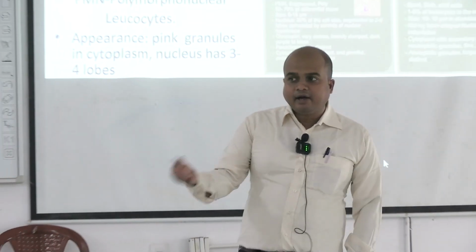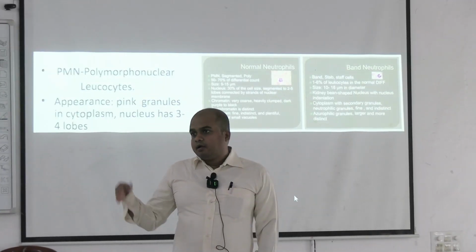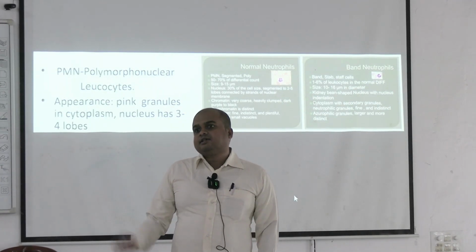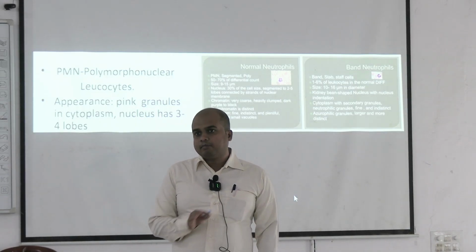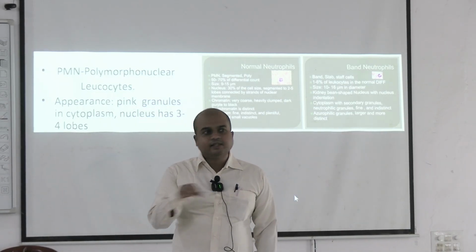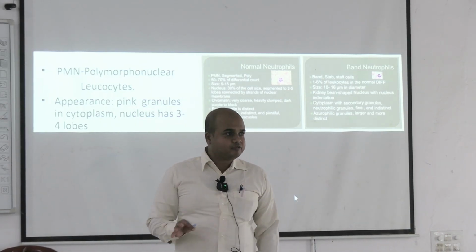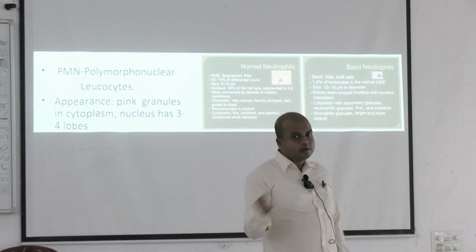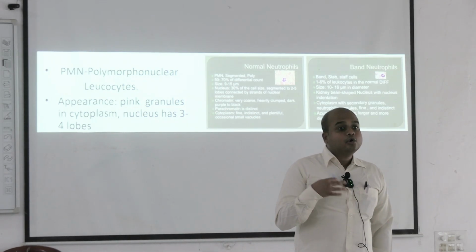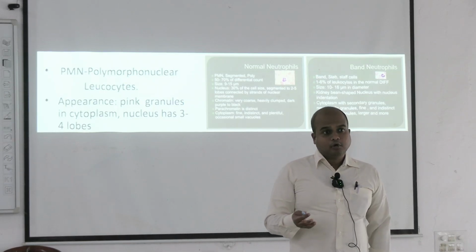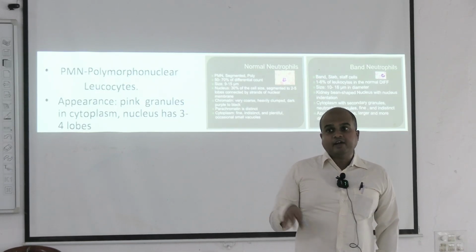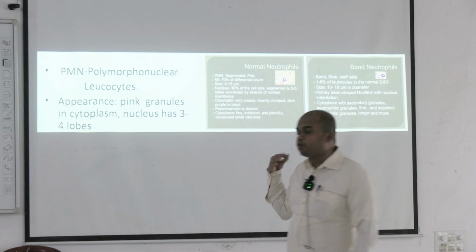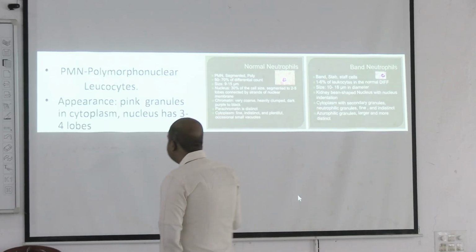Those who have joined late, we will try to revise these classes at some time, but those who have already seen the cells under the microscope can appreciate this better. Why polymorphonuclear neutrophils? The nuclei are 2 to 7 lobed. Because of this variation in shape, they are called polymorphonuclear leukocytes.